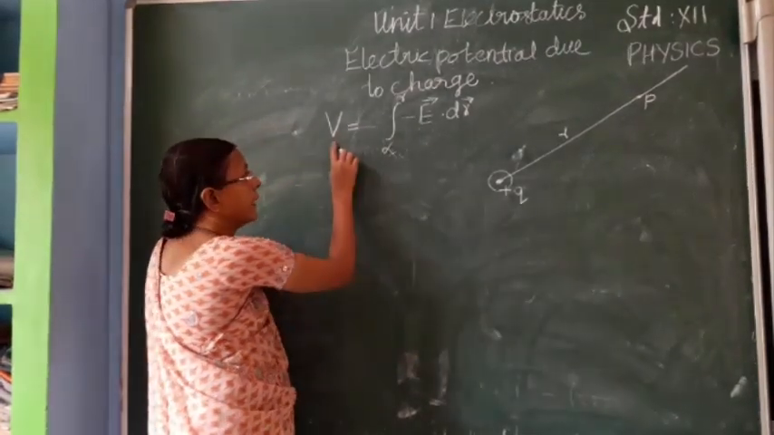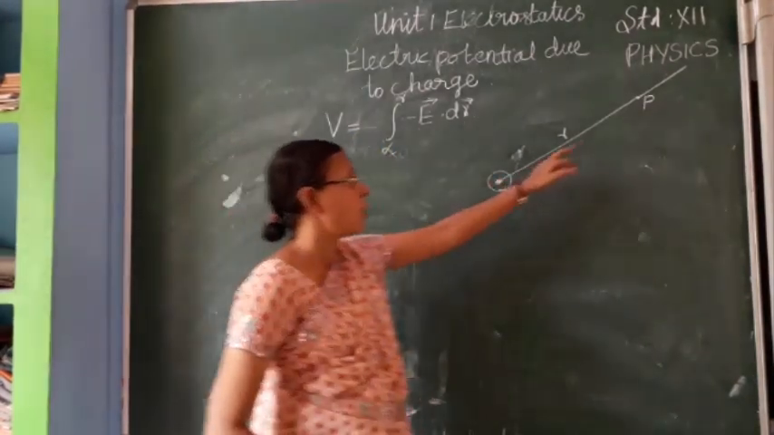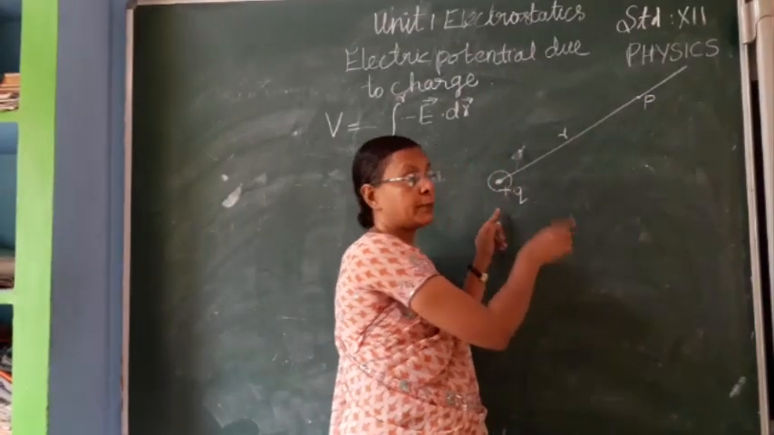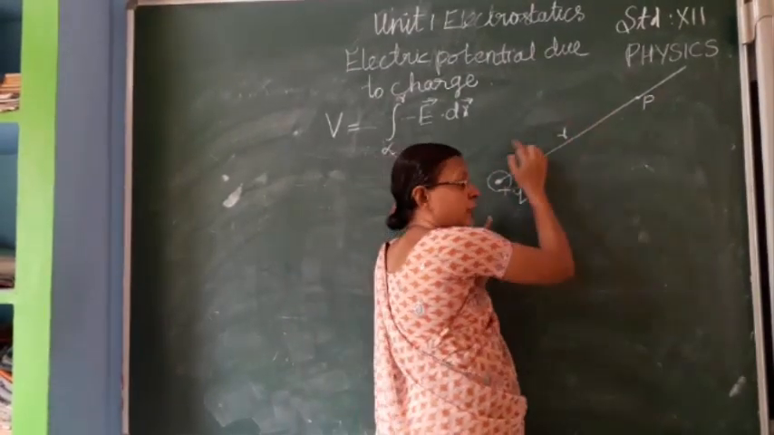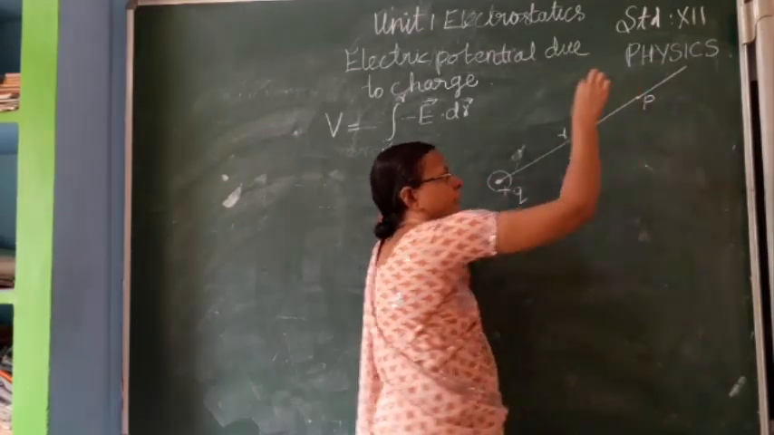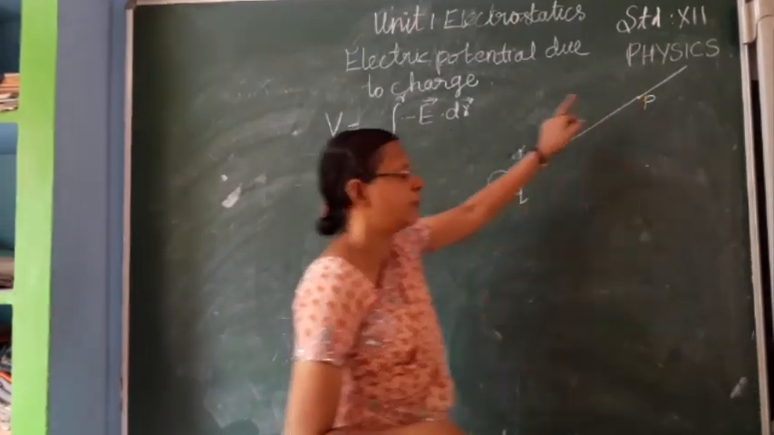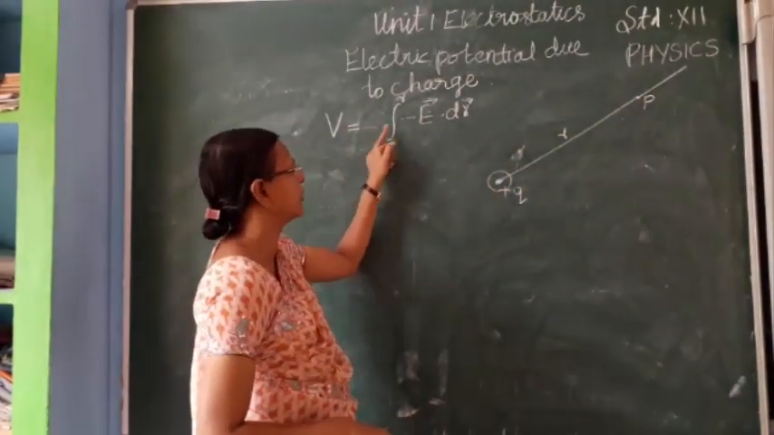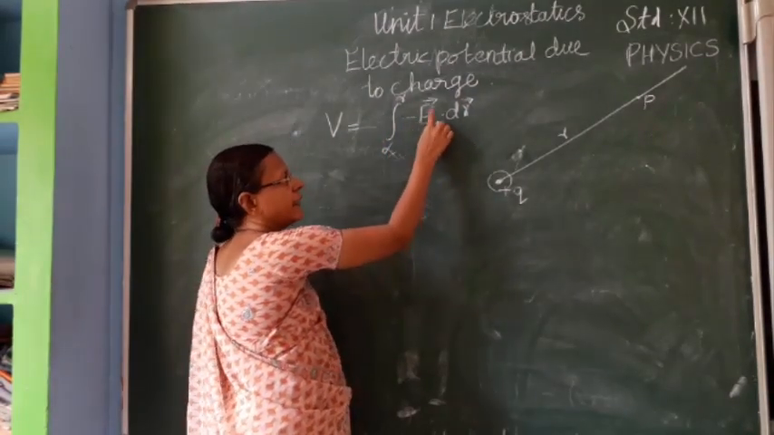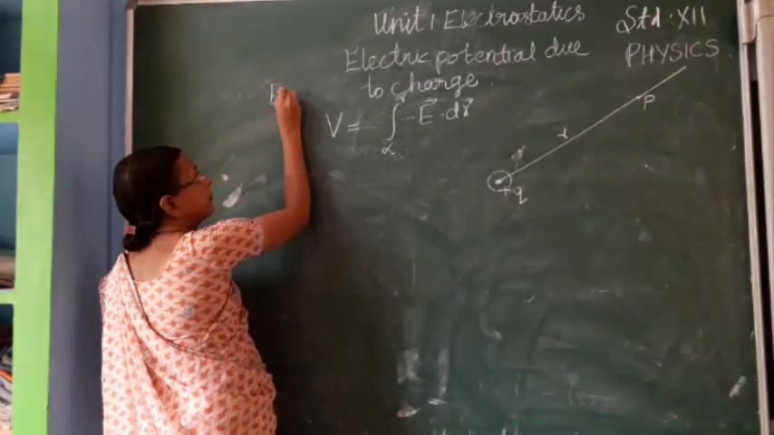So V is the electric potential at a point P due to this point charge plus Q. Because of this plus Q point charge, P experiences some electric potential. So what is that electric potential? That electric potential V is equal to integral from infinity to R of minus E vector dot dr vector. Okay, this is the electric potential.